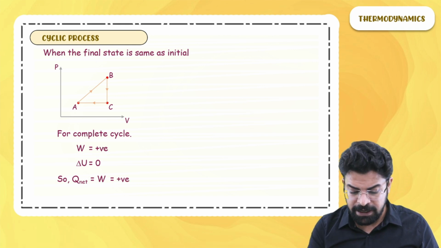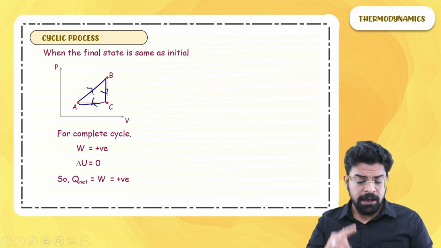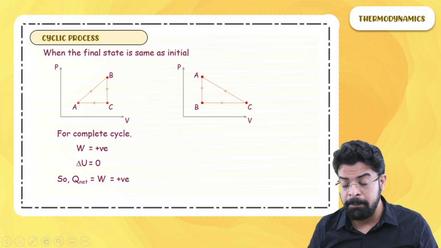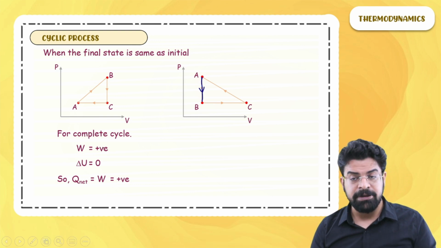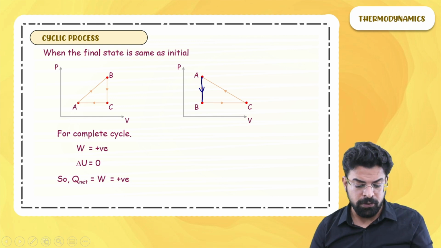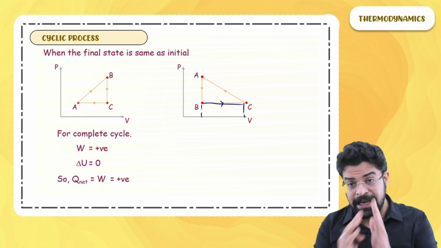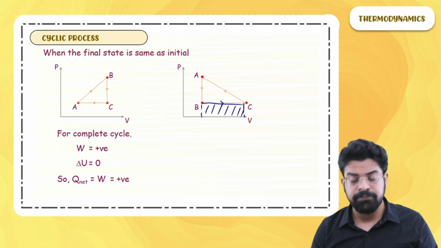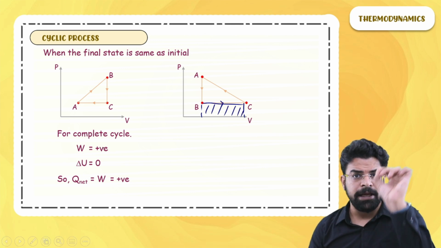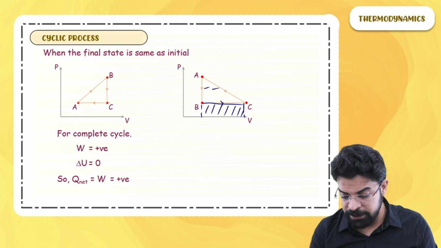What if rather than a clockwise cycle on the PV graph, we have an anti-clockwise cycle? Going from state A to state B, this is the isochoric part, work done is 0. Going from state B to state C, the gas expands, so the work done is positive, equal to the area under the BC part. Now going from C to A, the gas compresses, the volume decreases, so the work done will be negative, equal to this whole negative area.